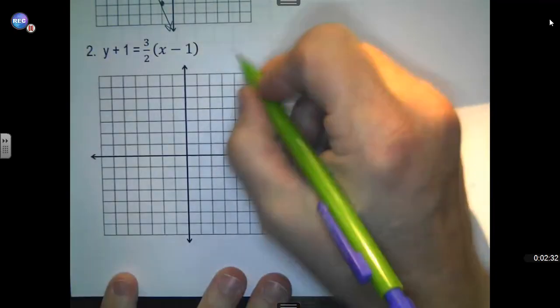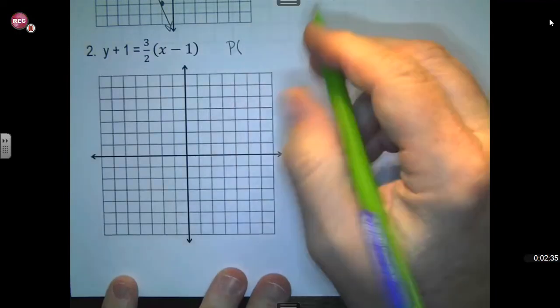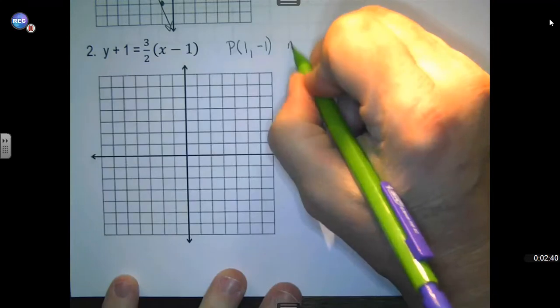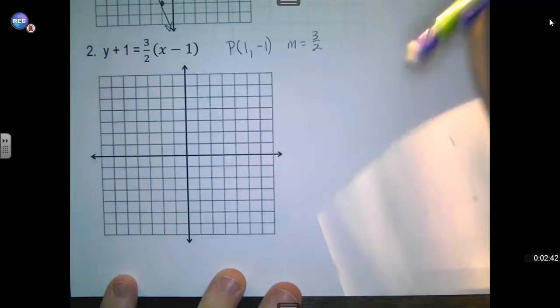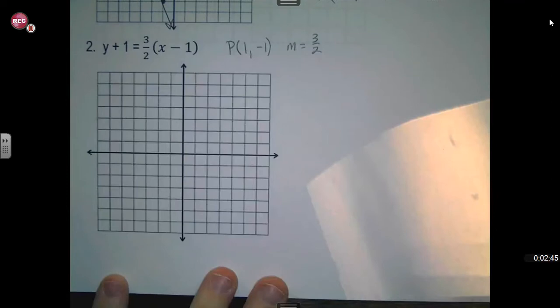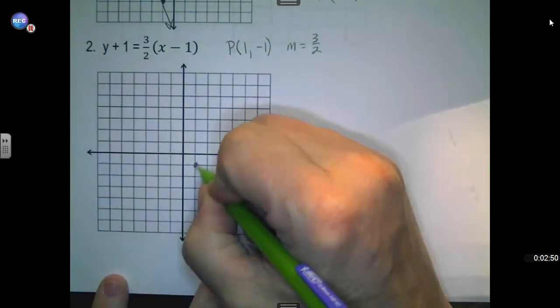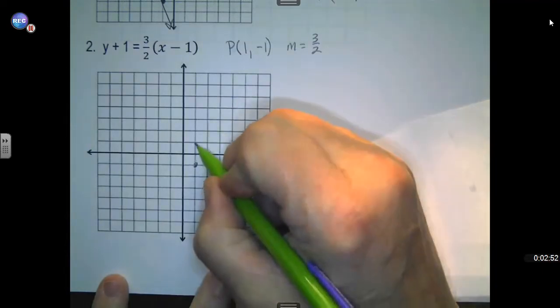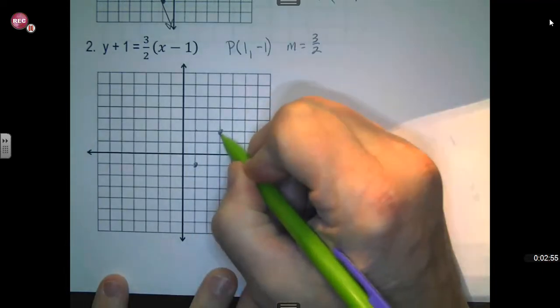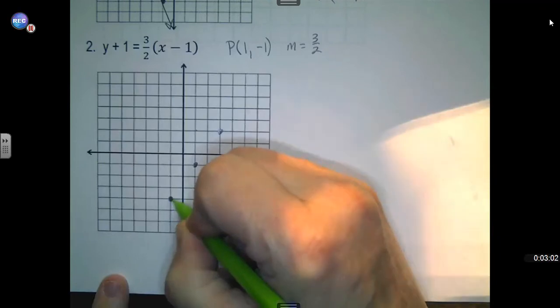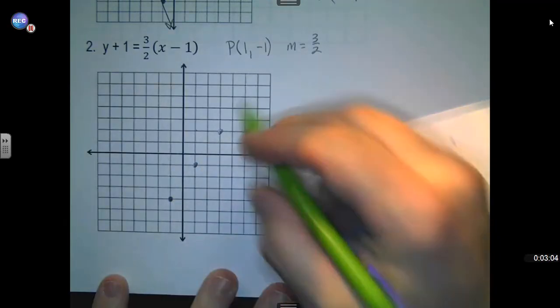So the first step is to pull the point out of that equation. So the point this line goes through is the point 1, negative 1, and the slope is 3/2. Okay, so the point 1, negative 1 is here, and I'm going to rise 1, 2, 3, and run 2. And I can do that again and again, or I could rise negative 3 and run negative 2. Either way, this line has to have a positive slope.